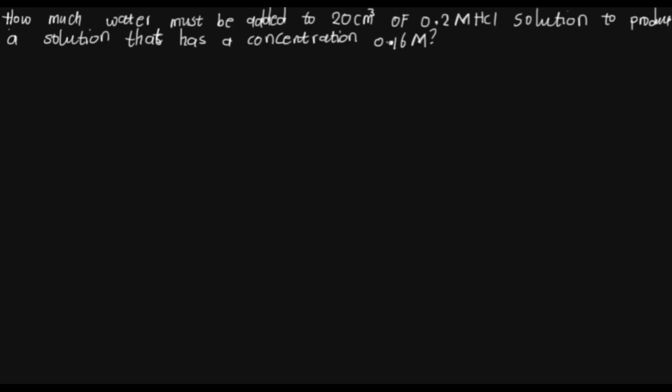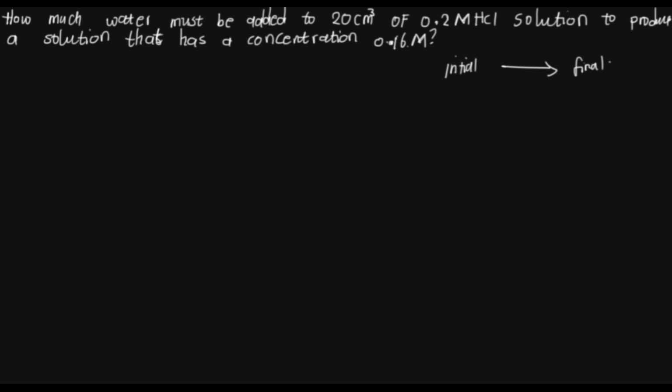Okay, so the first example is how much water must be added to 20 cubic centimeters of 0.2 molarity hydrochloric solution to produce a solution that has a concentration of 0.16. So here we want to find the amount, the volume of water that we can add. So meaning here we have the first concentration, the concentration before dilution was 0.2, then the concentration after, so we can now say initial and final.